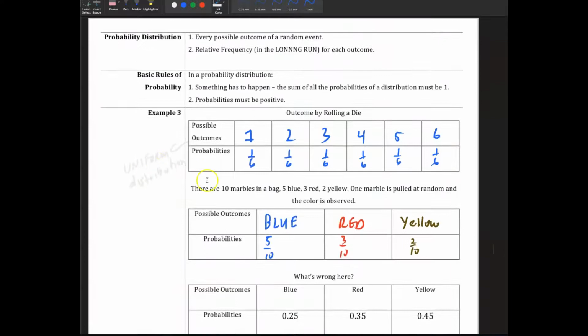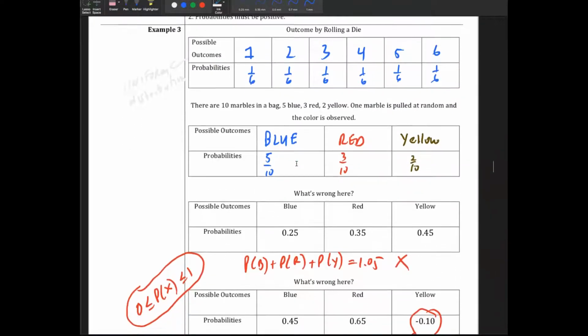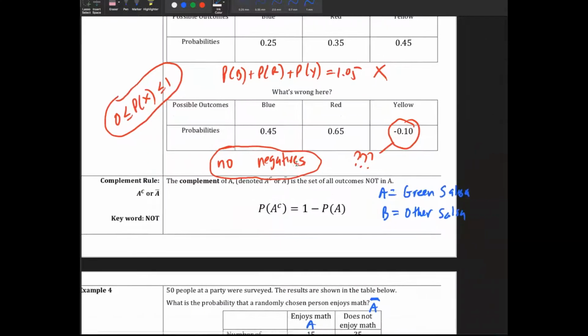I forgot to mention here, this is called a uniform distribution because the likelihood for each outcome is the same. Something to be mindful of.